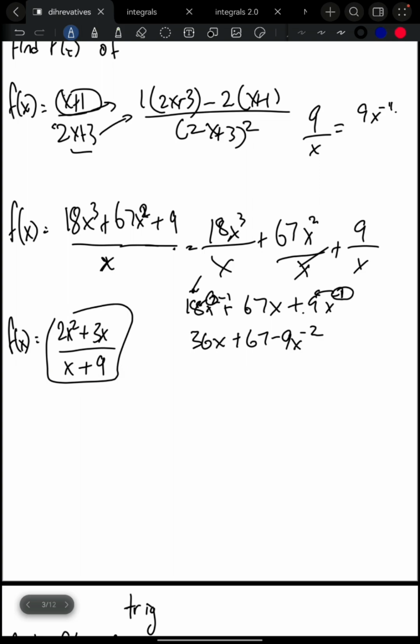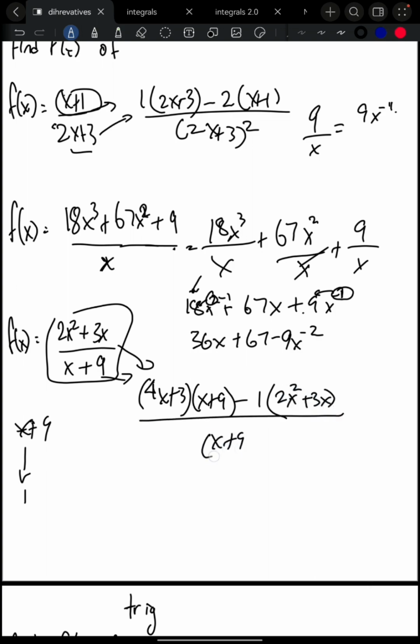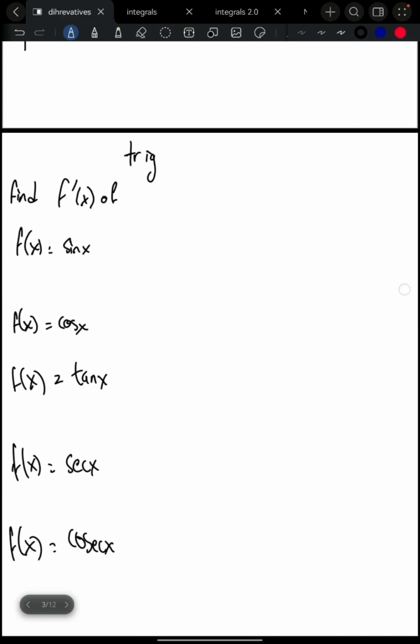For this one, we're going to differentiate u, the top function. The derivative of 2x squared plus 3x is just 4x plus 3. So that's 4x plus 3 times the bottom one, x plus 9, minus the derivative of the bottom one, which is 1, because the derivative of x plus 9 is just 1. So minus 1 times the top one, which is 2x squared plus 3x, divided by the bottom one whole squared. And that's it. I'd tell you to simplify this, but I've got no time.